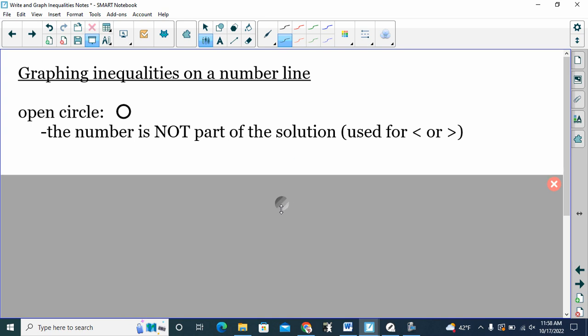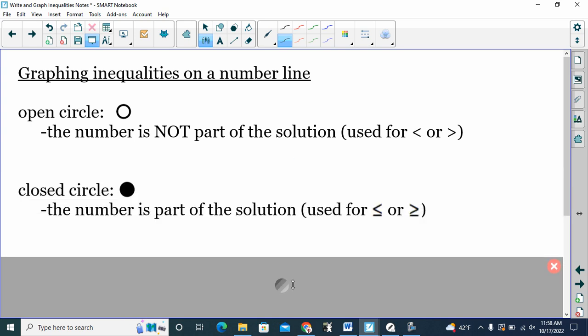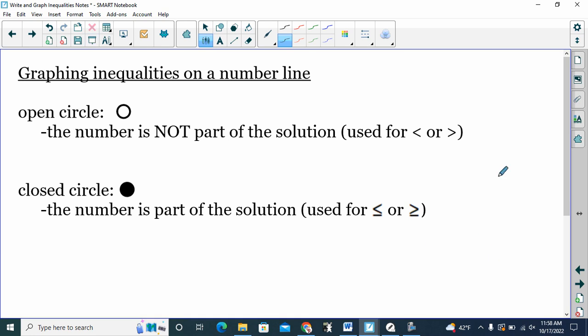We also have a closed circle. A closed circle is the colored in one. We use that if the number itself is part of the solution. Therefore, we will use that for a less than or equal to, or a greater than or equal to symbol.